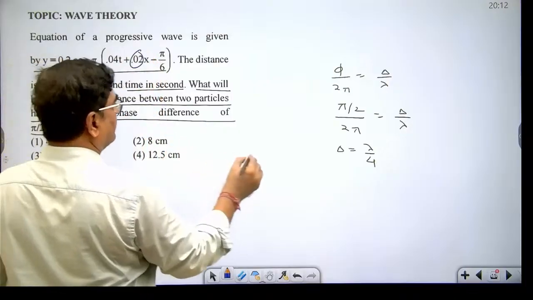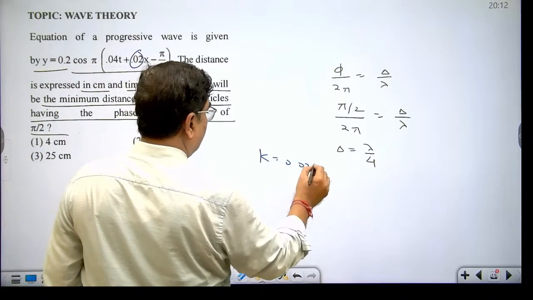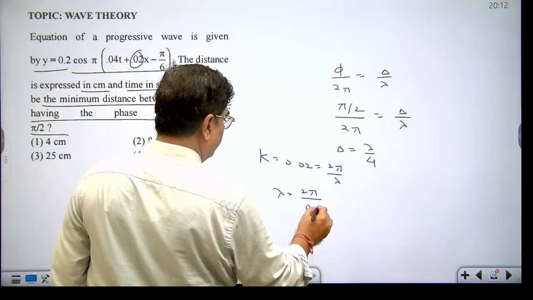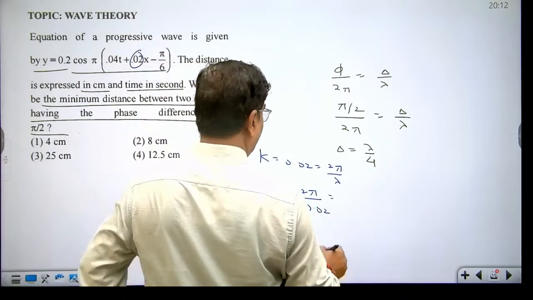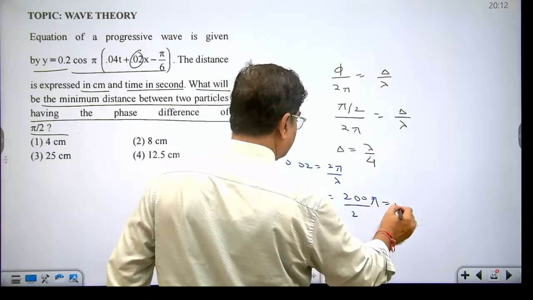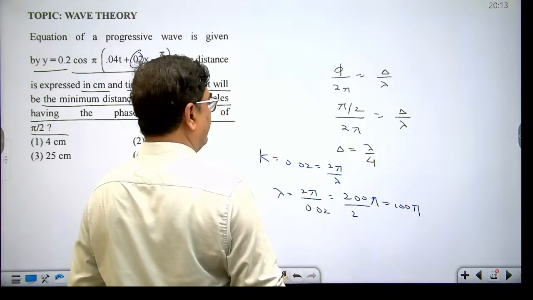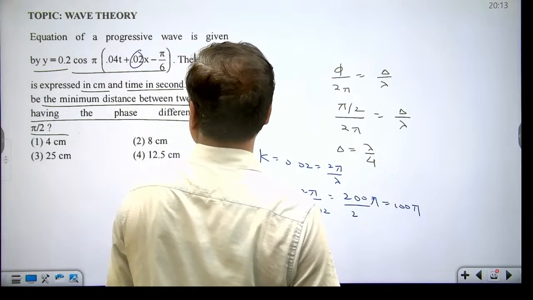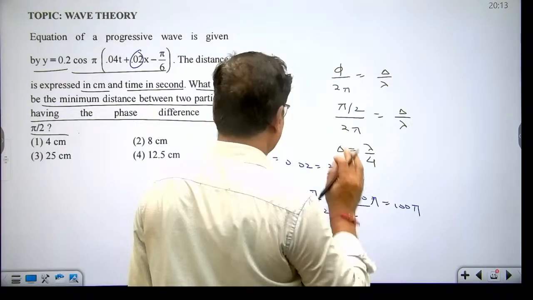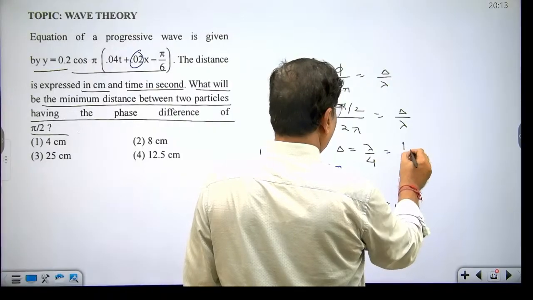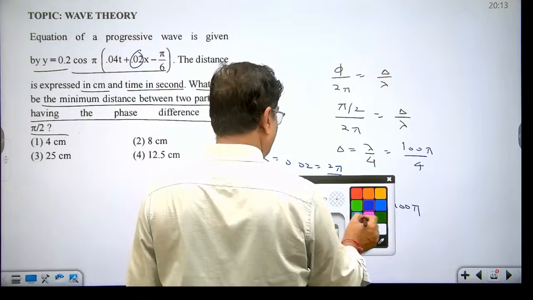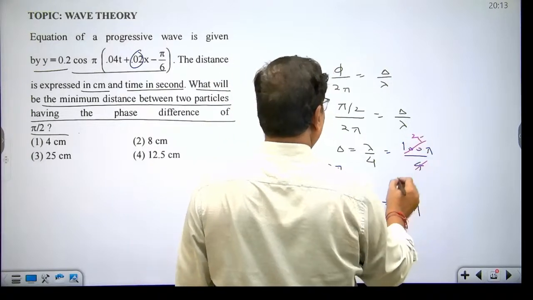K is given 0.02. K equal to 2 pi upon lambda. So lambda equal to 2 pi upon 0.02. So this is 200 upon 2 pi. This is 100 pi. Now we have to determine minimum distance, that is lambda by 4. Lambda equal to 100 pi upon 4. 25 pi.